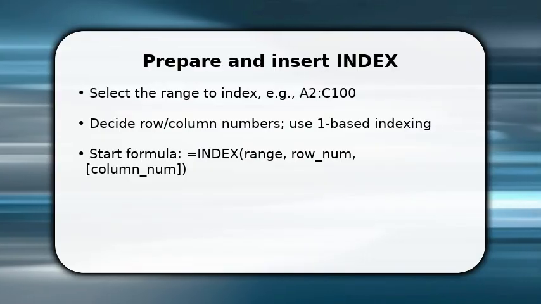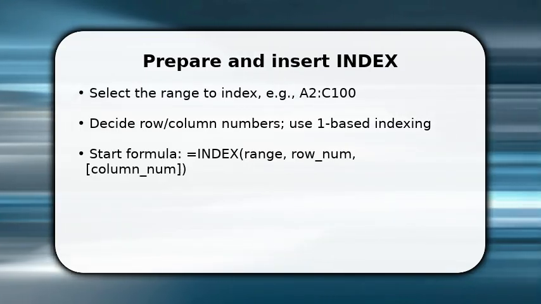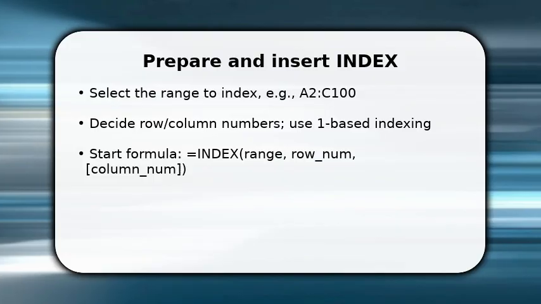You begin by selecting the exact range you want to pull from, for example A2:C100. This limits errors and speeds calculation. Once done, choose which row and optional column within that range you need. Remember, Google Sheets uses one-based row/column numbers.